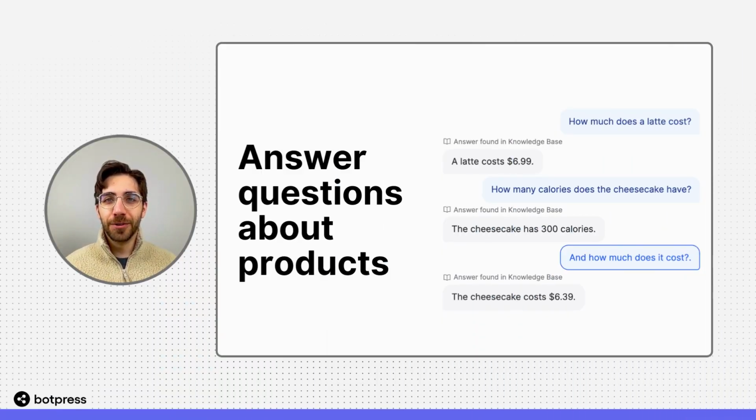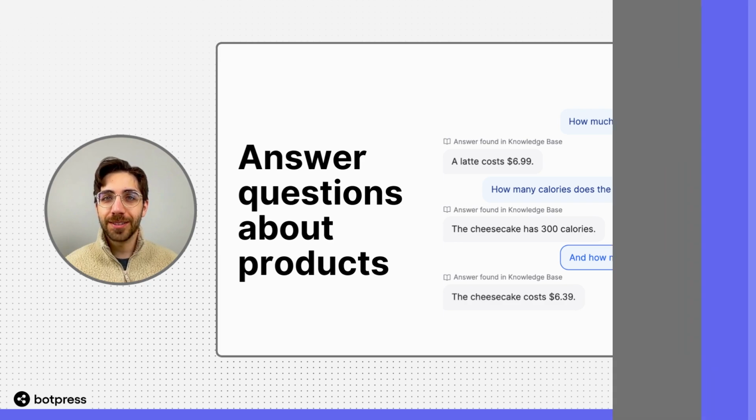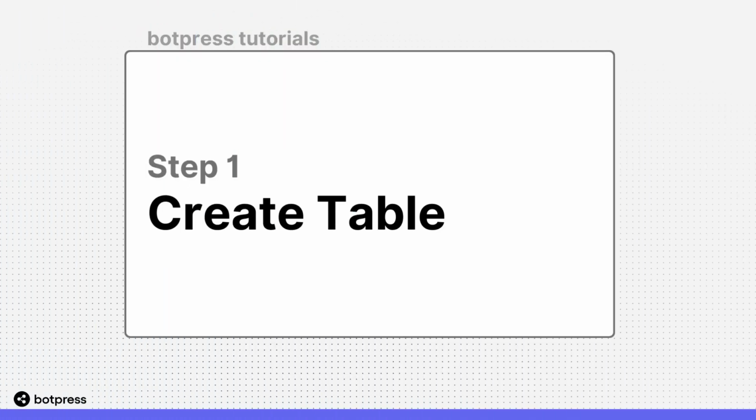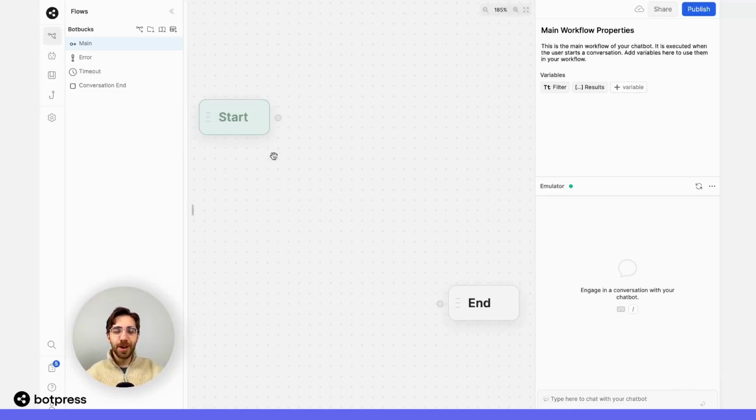In this video, I'll show you how to build a bot that can accurately answer questions about specific products. In this fictional example, I'll be building a bot for a fictional coffee company called Botpress. I want my bot to be able to answer questions that our users have about specific items on our menu.